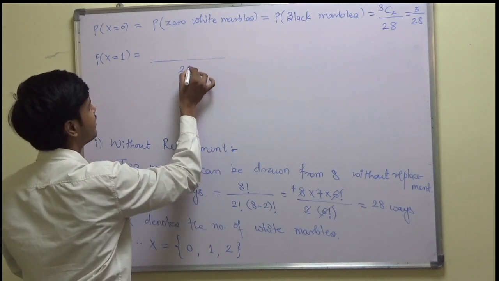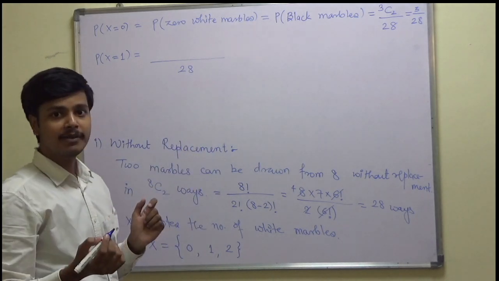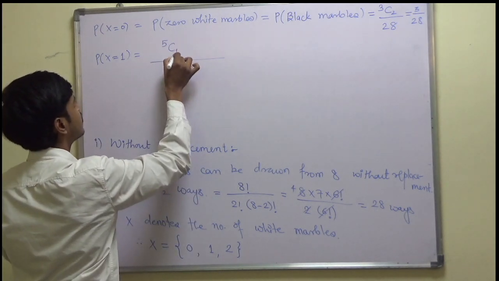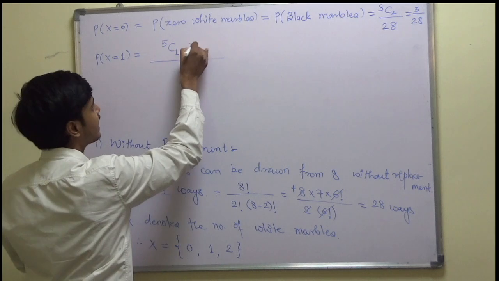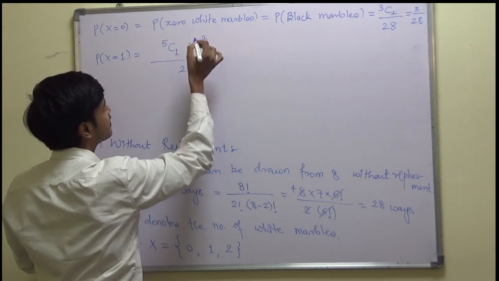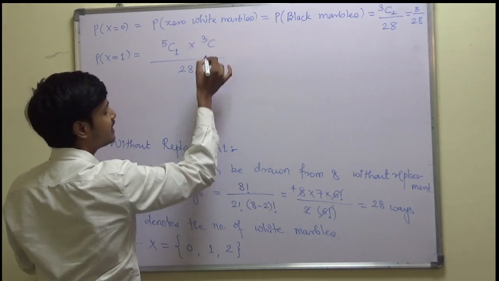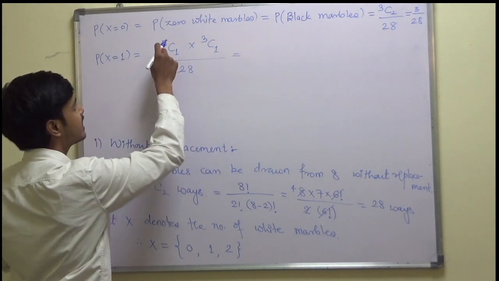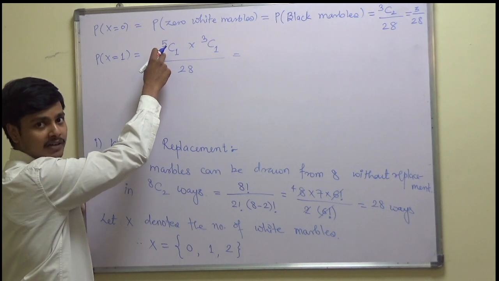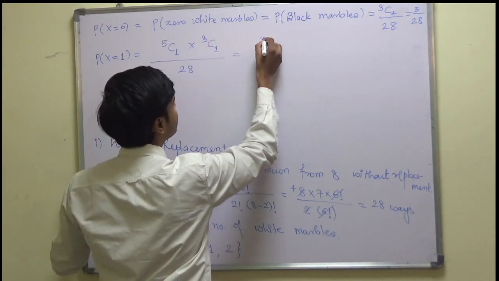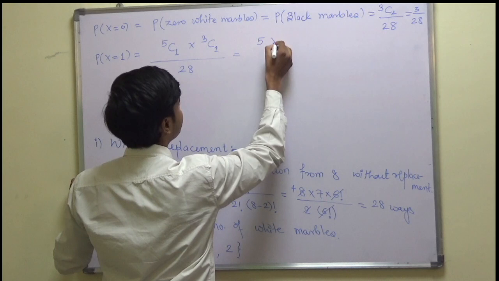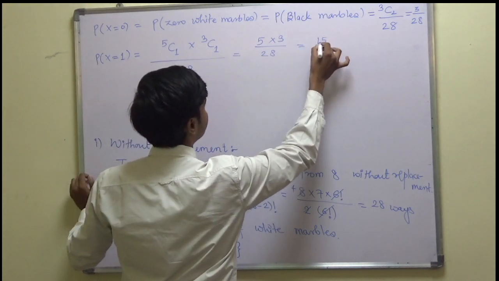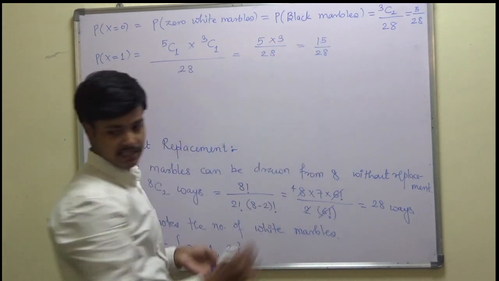The total number of ways is 28. So how many white marbles are there? 5. Out of 5, we choose 1 white marble and the remaining is black. So how many black marbles are there? 3. So it can be chosen in 3C1 ways. Again applying the formula of combination, 5C1 is 5, times 3, upon 28. So this is 15 by 28.